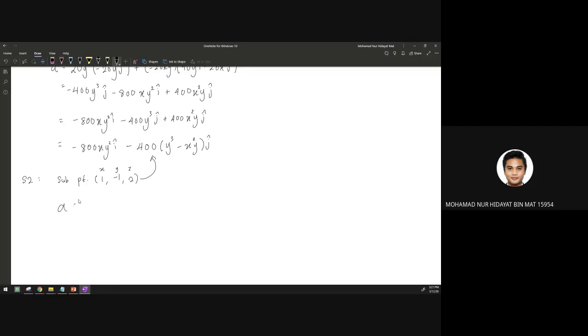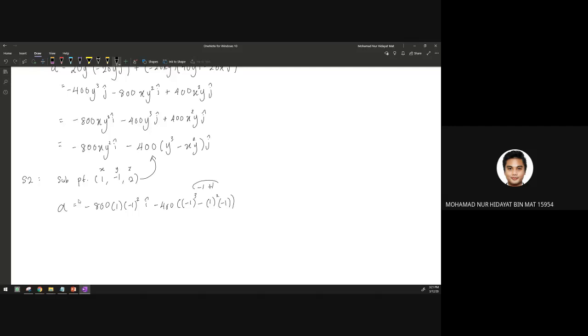So acceleration is equal to negative 800. x is 1, y is negative 1 squared, which will become positive later on. This is i, negative 400. y cubed refers to negative 1 cubed, minus x squared, which refers to 1, and y refers to negative 1. So basically negative becomes positive, positive 1, so this one is negative 1.